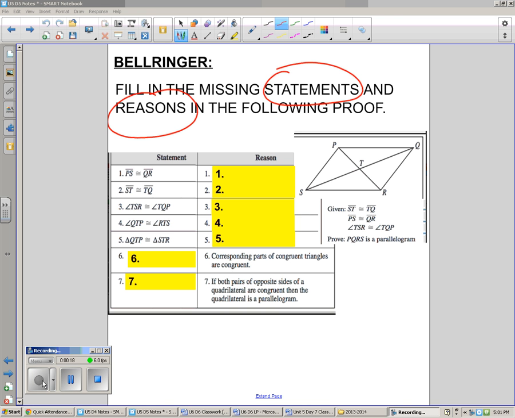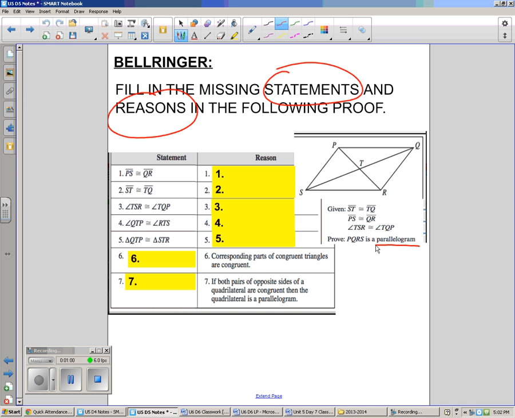Before we get started on my statements and the reasons, I'm going to look at the figure that I have, which looks to me to be a quadrilateral with the diagonals drawn inside of it. Then I'm going to look at what's given to me by the problem. What information do I know without having to think about anything? Well, I know that segment ST is congruent to TQ, segment PS is congruent to segment QR, and angle TSR is congruent to angle TQP. And what am I trying to prove? I'm trying to prove that PQRS is a parallelogram. Okay, so a special type of quadrilateral.